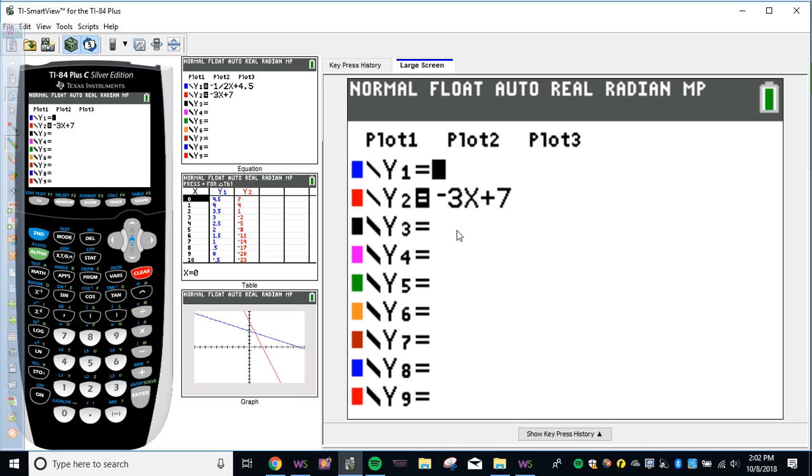Remember this negative down here on the graphing calculator? This negative is different than the minus. You can see how different they are by looking, right? The first one I just typed is negative, second one is minus. Doesn't matter if you have it in y1 or y2, none of that matters. Just put in negative 3x plus 7. And what we're going to do is figure out where this graph crosses the x-axis.